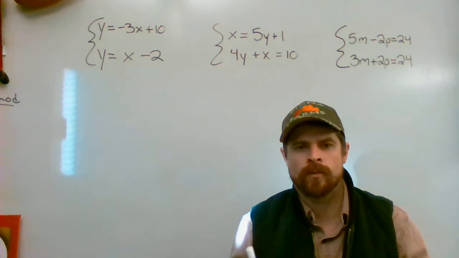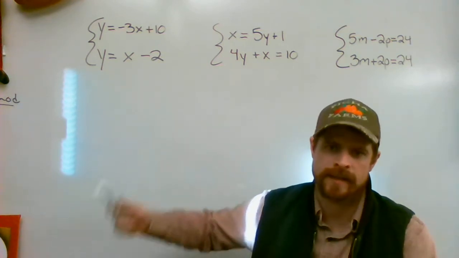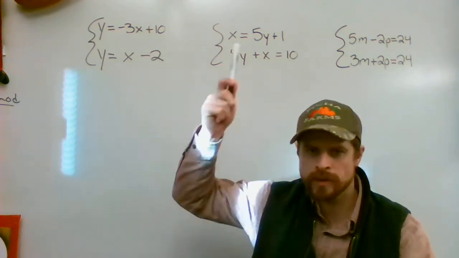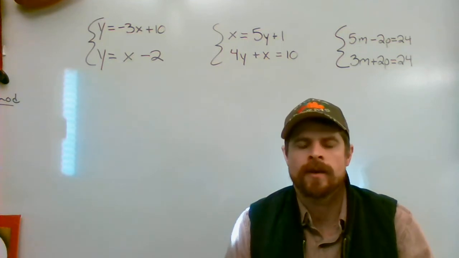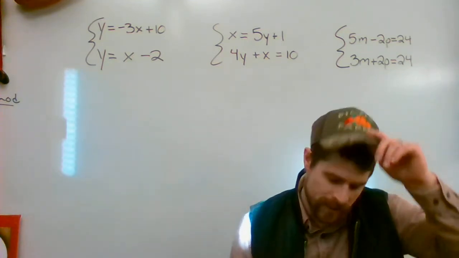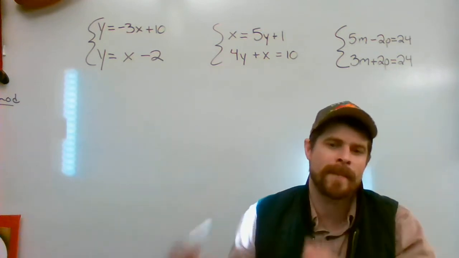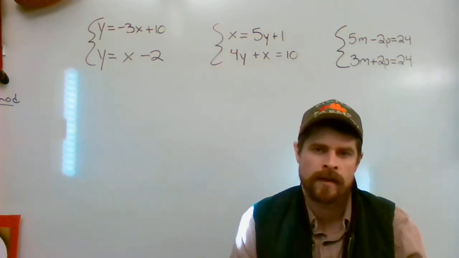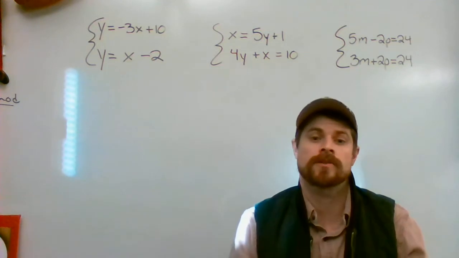Now, what makes a system is the fact that it has more than one equation. We have two equations in each one of these. What I'm going to be showing you today is how to decide what the smartest choice is, and which method to use in solving. I have three, and I'm being asked to solve each one of those.